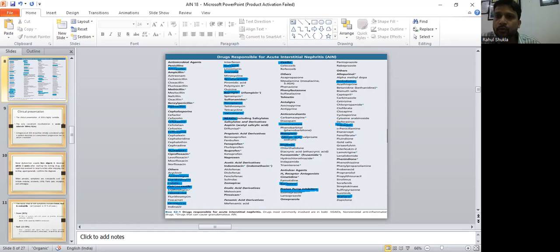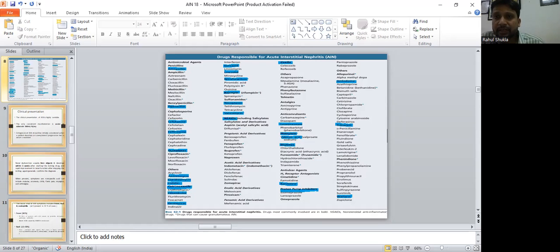Among NSAIDs, both COX-1 and COX-2 inhibitors can be associated with interstitial nephritis. Then many anti-epileptic drugs like phenytoin, valproate. Then among diuretics, chlorthalidone, furosemide and indapamide. So they all may cause interstitial nephritis.